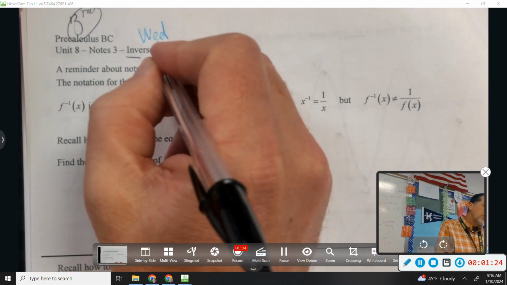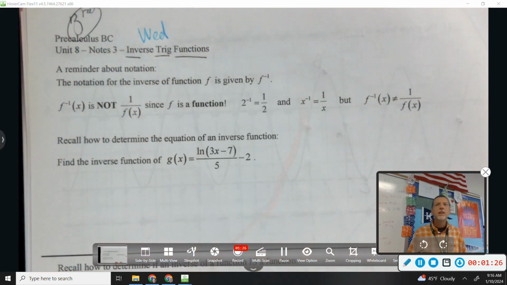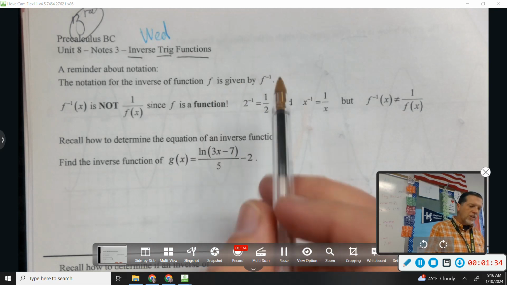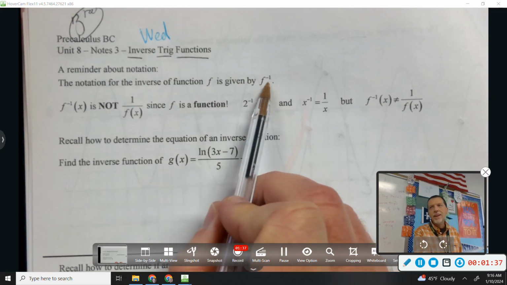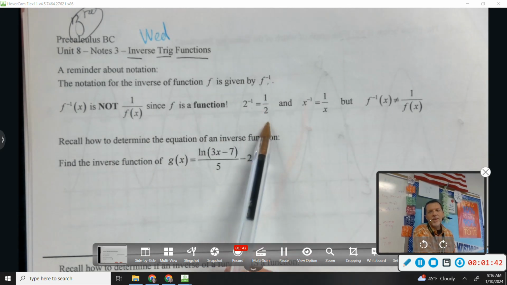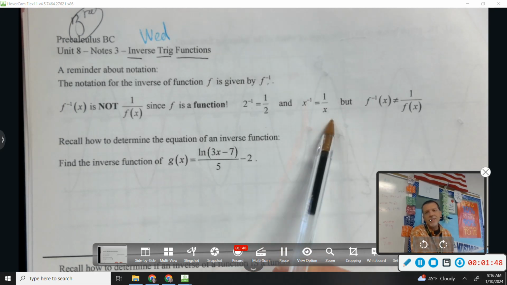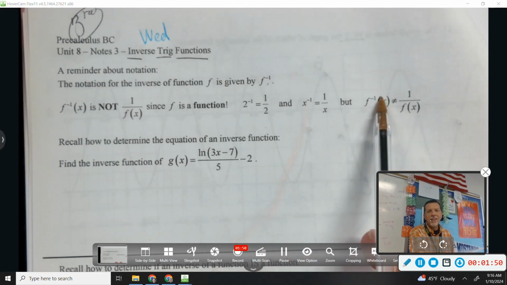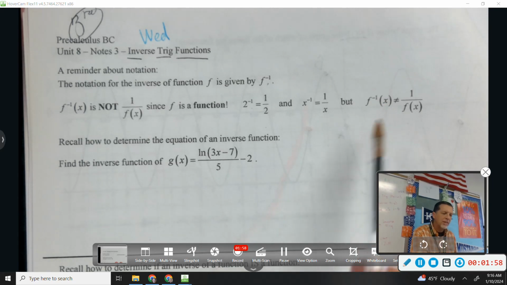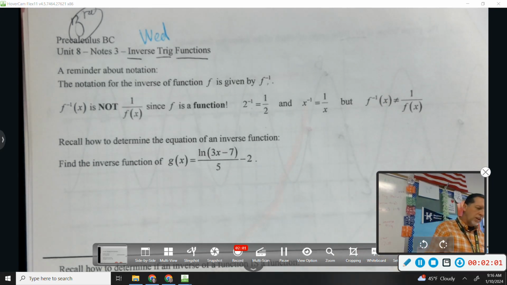All right, inverse trig functions. A lot of words going on here. First, a reminder about notation. The notation for an inverse is -1. And this gets confusing because -1 is also sometimes 1 over, right? 2 to the -1 is 1/2. x to the -1 is 1 over x. But f^-1 is not 1 over f, because this represents the inverse function. So be careful with your vocabulary and your notation when we start doing inverse functions.